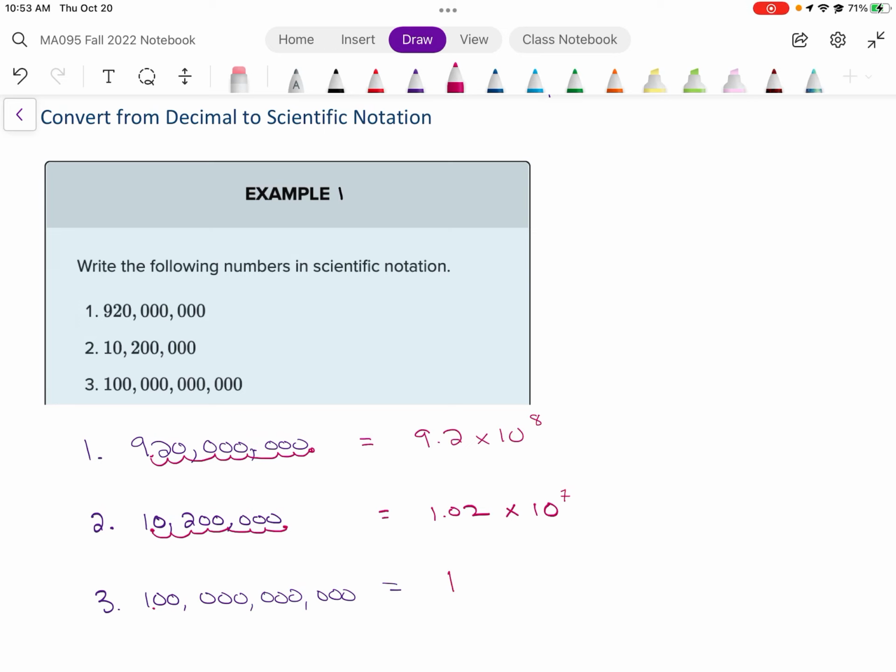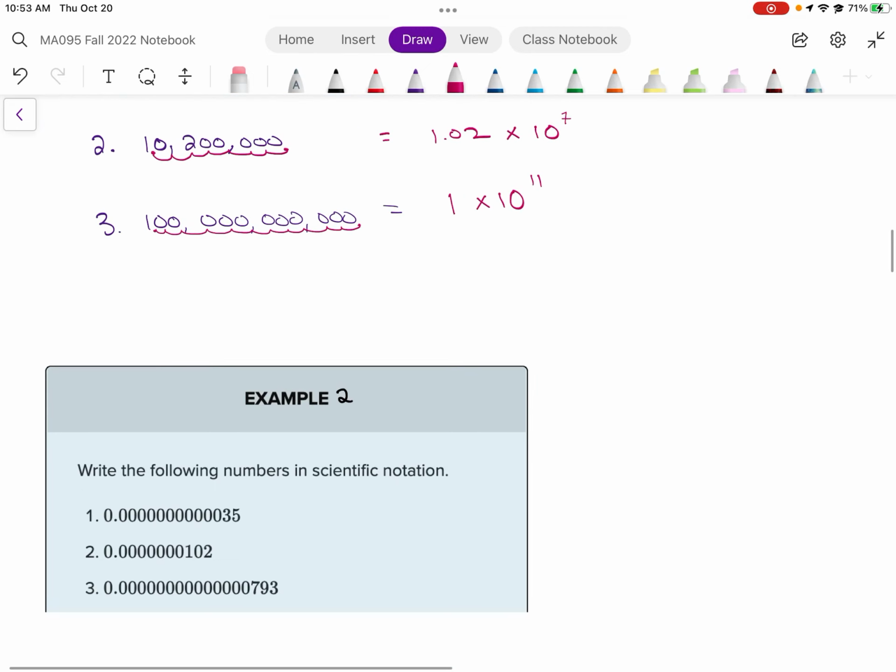All right, so back to this. So we've got a decimal, 1, 2, 3, 4, 5, 6, 7, 8, 9, 10, 11. So times 10 to the 11, is it going to be positive or negative 11? And it's positive because that's a huge number. All right, so those are big numbers.